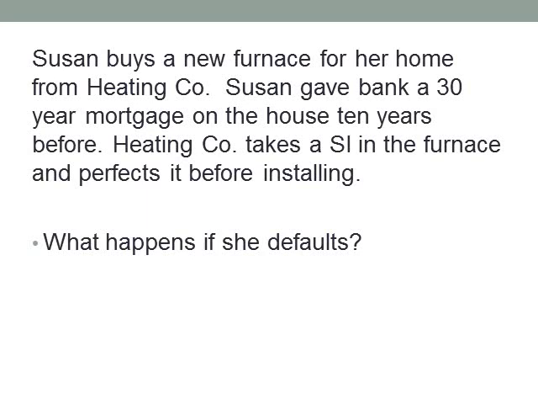Susan buys a new furnace for her home from a heating company. Susan gave a bank a 30-year mortgage on the house 10 years before. The heating company takes a security interest in the furnace and perfects it before it's installed. So what happens if she defaults? Well, the heating company would have priority because the furnace was a good before it became a fixture. And the security interest was filed before it was installed. So it was filed when it was a good, and then it was installed.